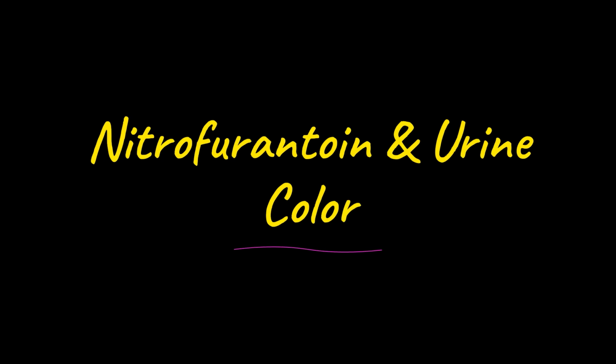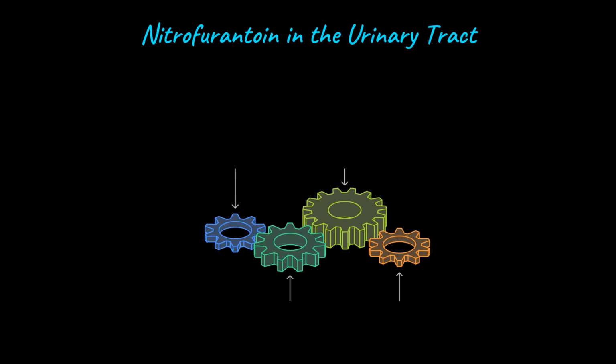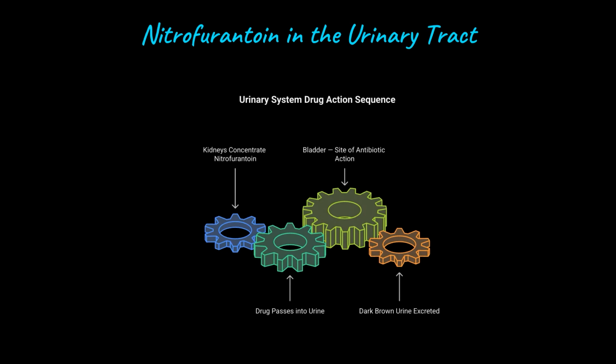Nitrofurantoin is an antibiotic that works directly in the urinary tract, which means it and its breakdown products are concentrated by the kidneys and excreted into the urine. That concentration is precisely what makes it effective against urinary tract infections. As the drug flows through, it tints the urine dark yellow, brown, or rust. That brownish color is the visible sign that the medication is being delivered exactly where it needs to act. There is no damage behind it.